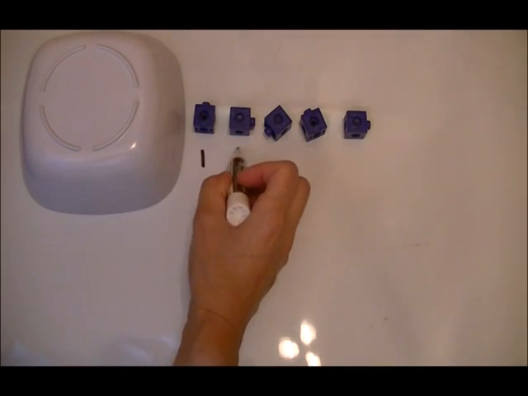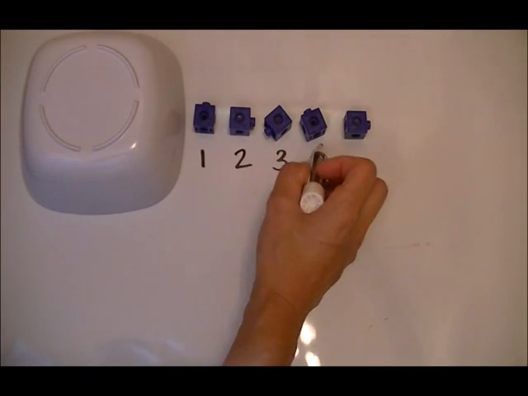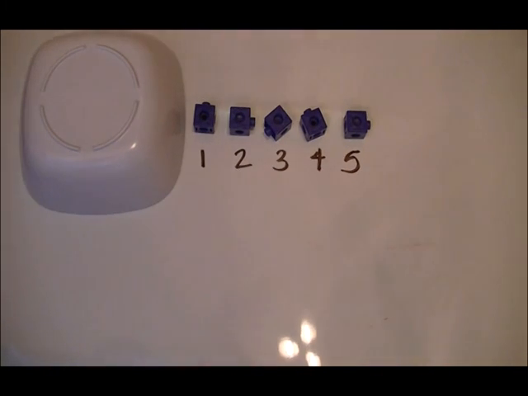Now we're going to look today and talk about number bonds. If I were to cover up some of the cubes, how many cubes would you have left? Well, you can count them with your fingers. You can say 1, 2, 3, 4, 5.